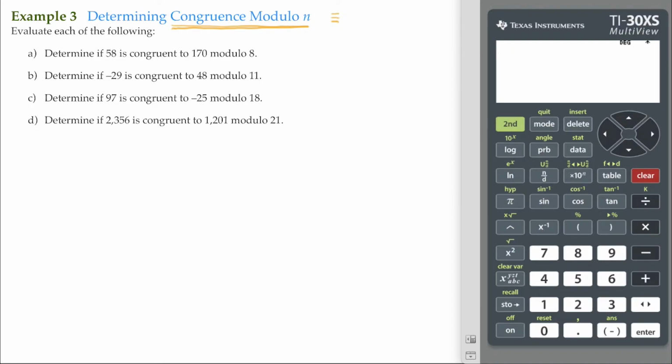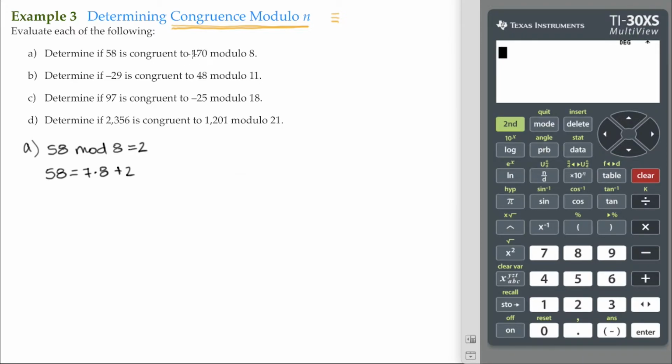So for letter A, it says determine if 58 is congruent to 170 modulo 8. So I'm going to put A right here. So we have 58 modulo 8. Using the division algorithm, now you could certainly use your calculator, but you should think about what's going on. We know that 8 divides into 58 7 times. 7 times 8, that's 56, plus 2, with a remainder of 2. So 58 mod 8 is equal to 2.